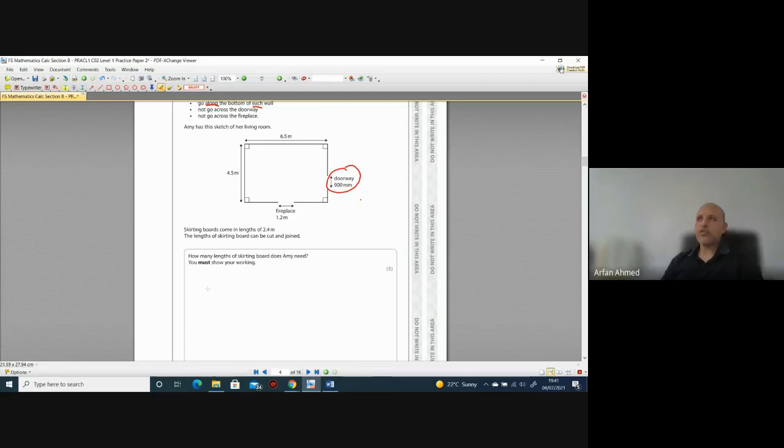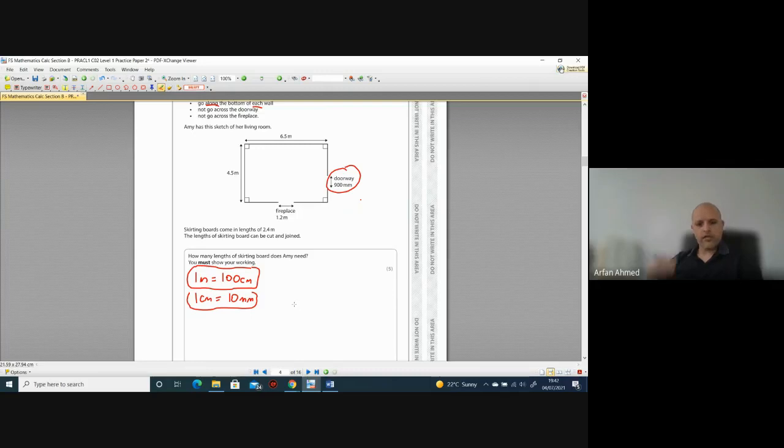So you need to know that there are 100 centimeters in 1 meter. That's one of the facts you need to know, definitely. 1 meter equals 100 centimeters. You also need to know that 1 centimeter equals 10 millimeters. That's another fact you guys need to know.